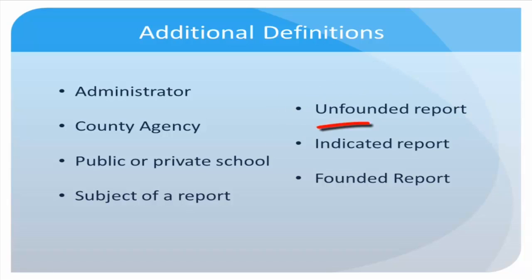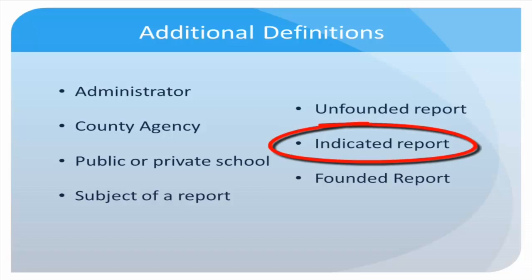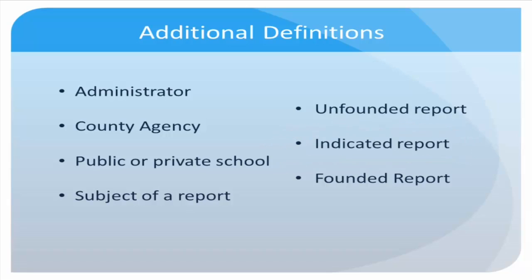An indicated report for a school employee is a report where an investigation by the county agency determines that substantial evidence of serious bodily injury or sexual abuse or exploitation exists based on any of the following: the available medical evidence, the county agency's investigation, and an admission of the acts of abuse or injury by the school employee.